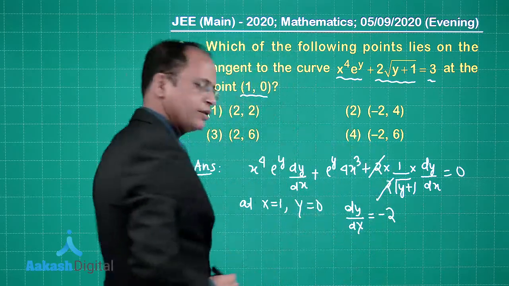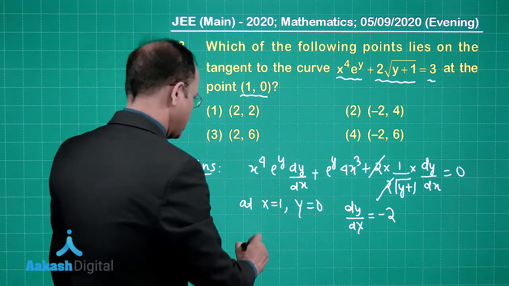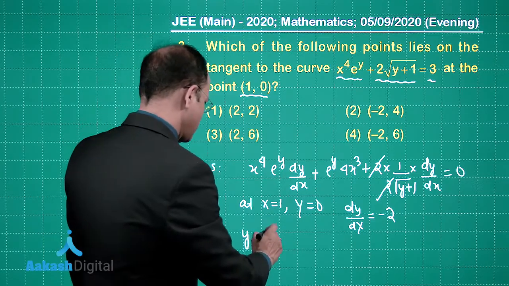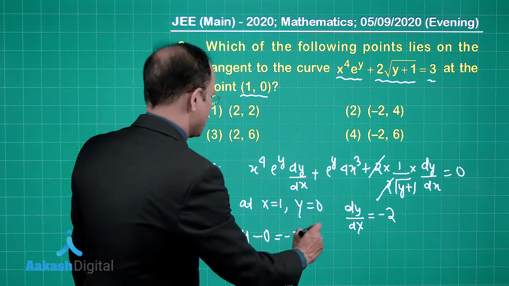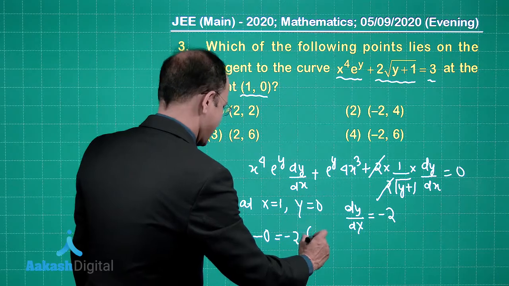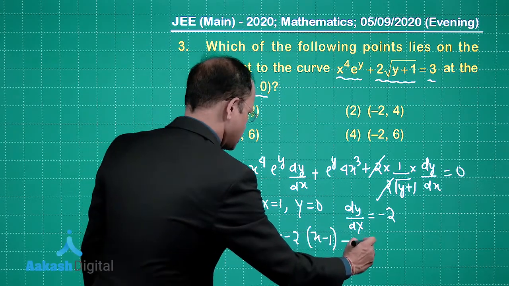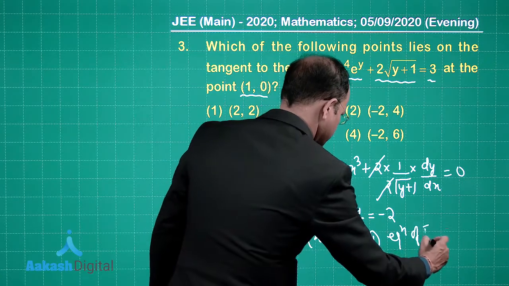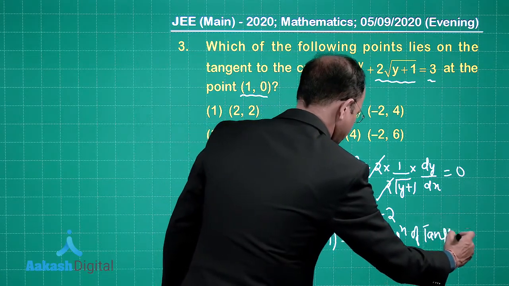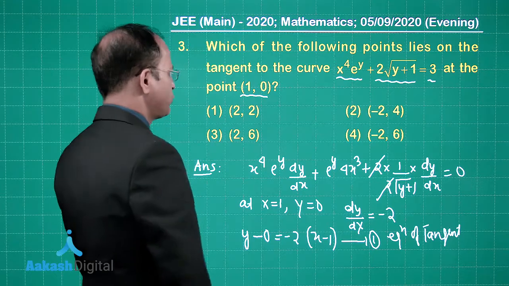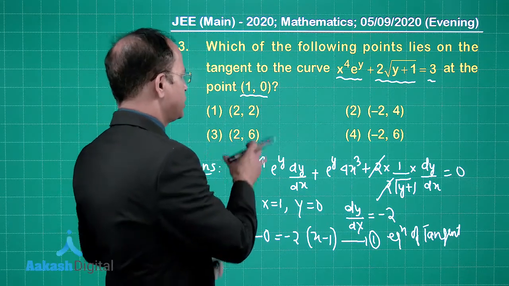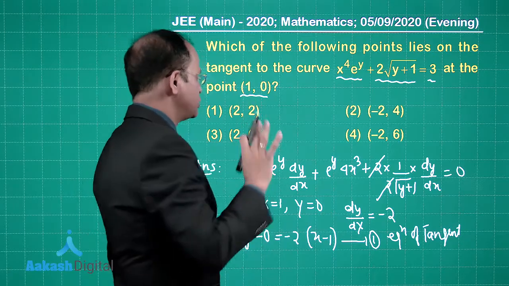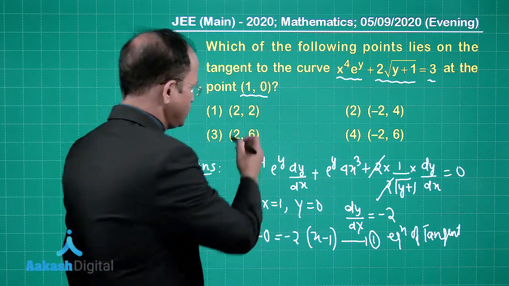minus 2, right? So that means if we talk about the equation of the tangent, that is nothing but we have y minus 0, which is minus 2, and this is we have x minus 1. So this is nothing but we have the equation of tangent here. So when you talk about equation of tangent, then we have to also check which are the points which lie on this particular equation of tangent, isn't it? So that means just check it.